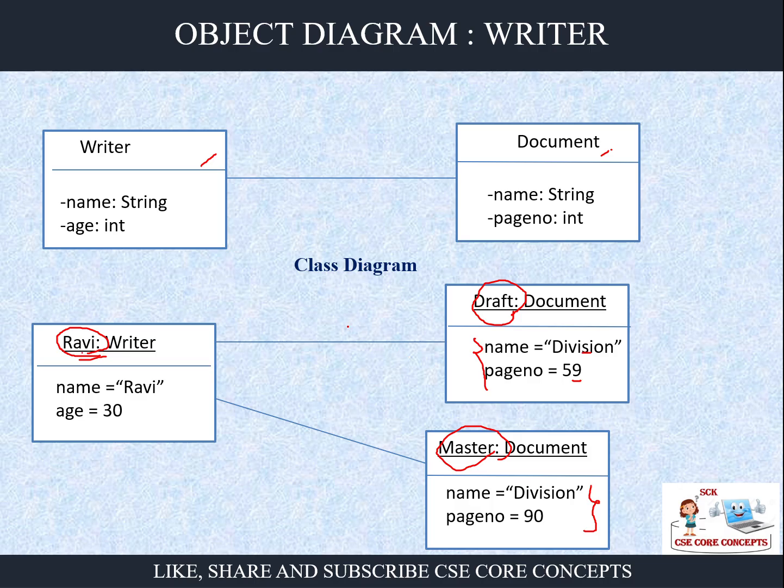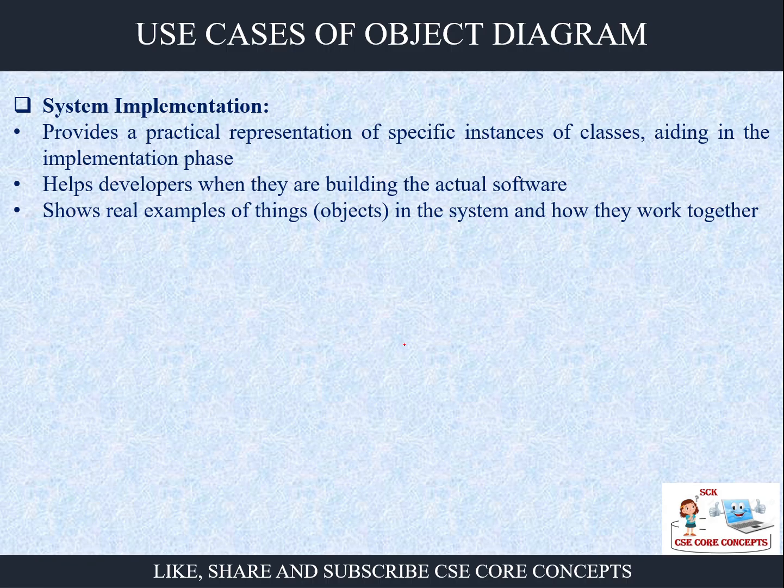Now after some time, if a new writer is writing, then the values of the object diagram will change. But the relationship and the classes will remain the same. The attributes will remain the same. So where are we going to use this class object diagram? First of all, when you are implementing a system and you want to give a practical representation. Generally, I have observed that when students demonstrate a project, they will always give some dummy values like xyz, a to b, and something, but it is not actually correct.